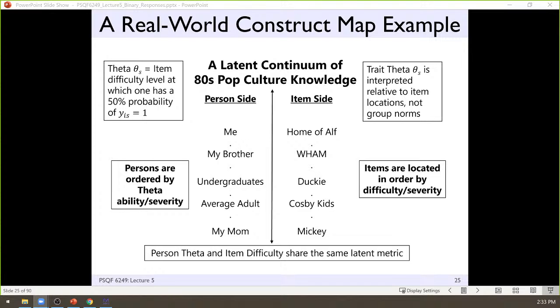So this is from my personal area of expertise. This is a latent continuum of 80s pop culture knowledge. And on the person side, I have prototypical examples of people I would expect to be at various levels of this trait. And on the item side, I have questions that I think they would have at least a 50-50 shot at getting right. Would you like to play? Okay, I know most of you weren't alive in the 80s, so this may be a little bit out of your reach, but I can't bring myself to update my references to the 90s because I don't have that kind of trait knowledge for the 90s. I can't be the prototype.